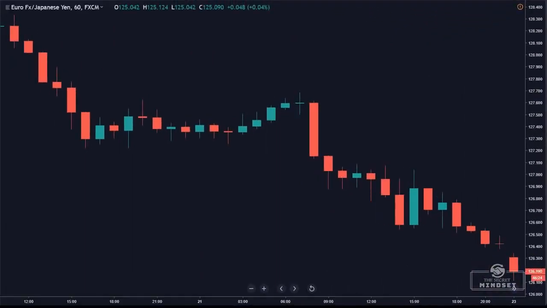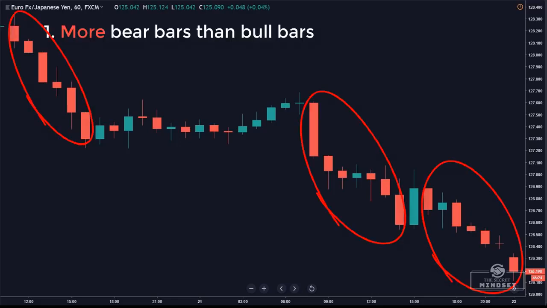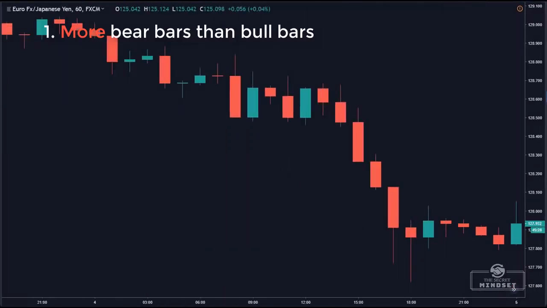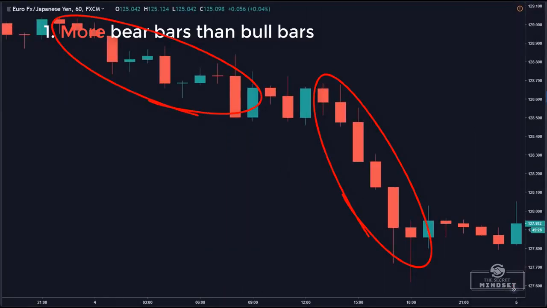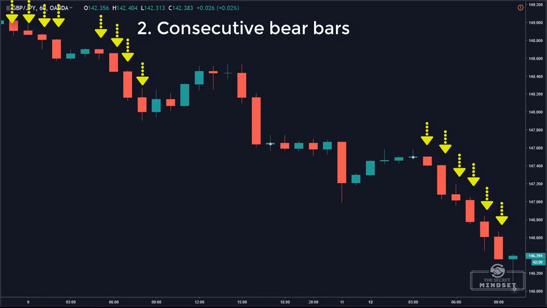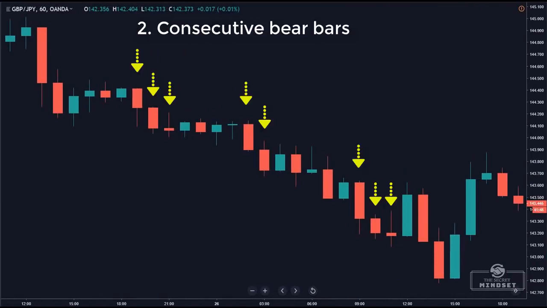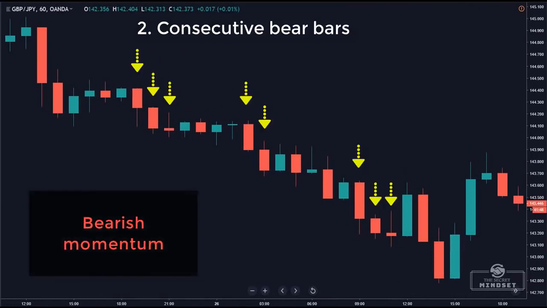Now let's look at the bar patterns for a market controlled by the bears. First, we have more bear bars than bull bars. This means that the bears have more power and are moving the market downwards. Also, we will see consecutive bear bars. Consecutive bear bars is an obvious indication of a bearish momentum.